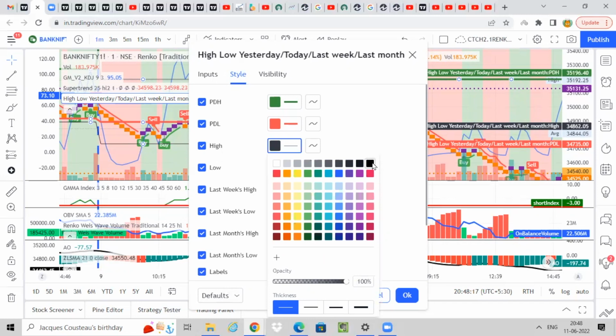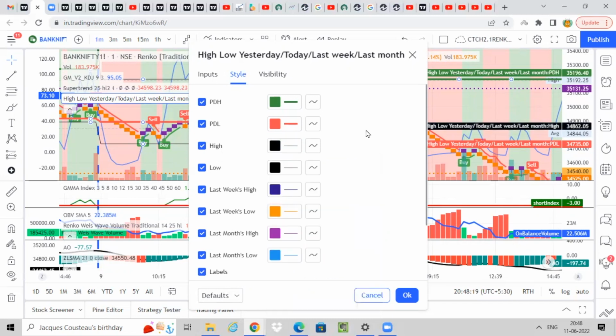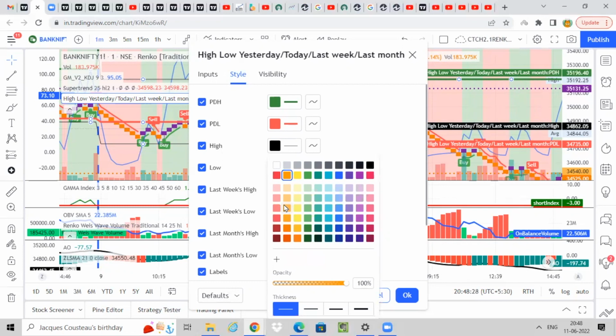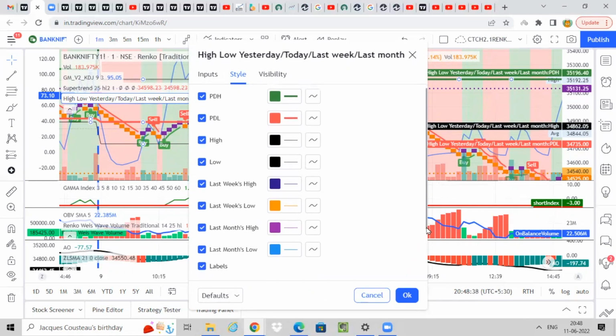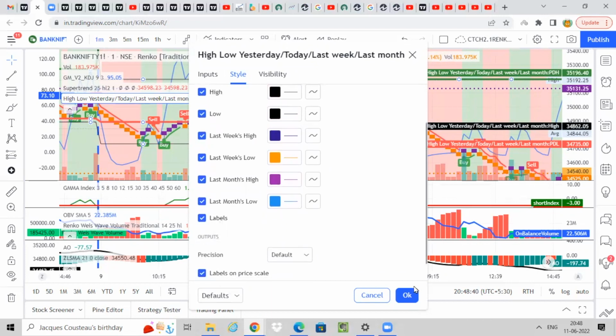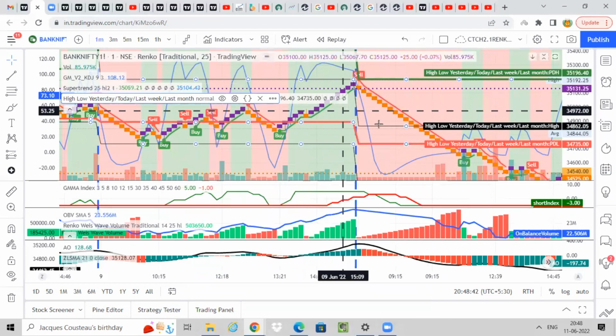You can make your own convention for today so that I don't get confused. Last week high and low, again you can make it the same color because it's easy to find out, or you can leave it like that. For now, let it be like that. Our immediate attention is today, previous day, last week high. Put okay, save it. So now let me explain.